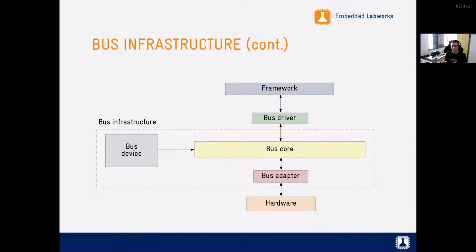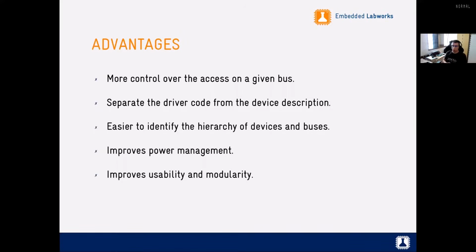This is very generic. So a bus driver is the driver for a device that's using a bus. The core is generic kernel code for a specific bus. We have the adapter, that's the driver for controllers, and the devices that are registered in buses. And there are a lot of advantages if we think about this architecture of buses, right? We have more control over buses in the system. We can really separate the driver from the device. The idea here is that the driver is kind of a class that will be instantiated when you register a device in the bus.